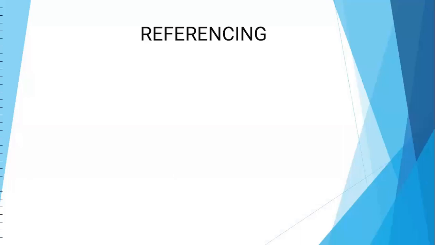Referencing. When we talk about referencing, there are multiple types of referencing, especially the one which is used in research. But here we are not going to discuss that. Here, the term referencing is going to be discussed under the heading of grammar and language.